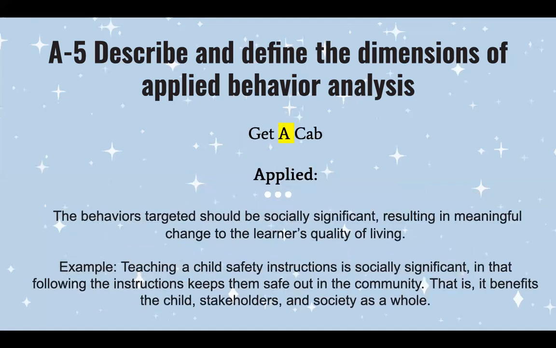Moving on to A. So there are 2 A's in get a cab in our 7 dimensions. Whichever way you remember them is fine. I have the first A as applied. So applied is essentially taking all of the research we know on behavioral principles that were conducted in an experimental setting and applying them to the real world. So the behaviors targeted should be socially significant, resulting in meaningful change to the learner's quality of living.